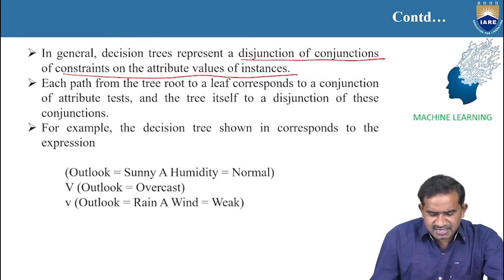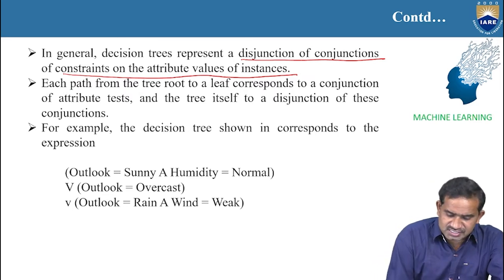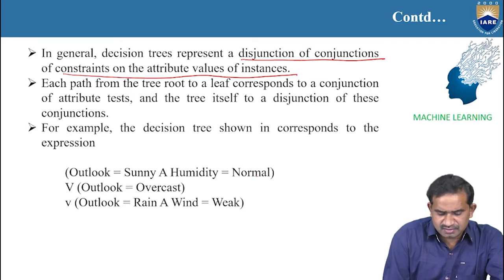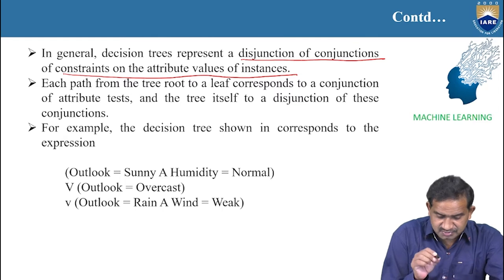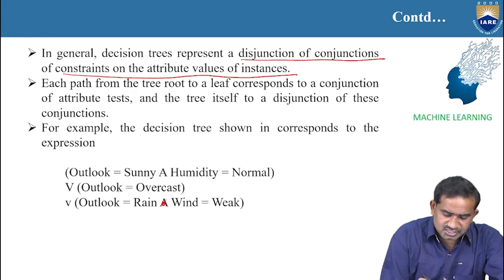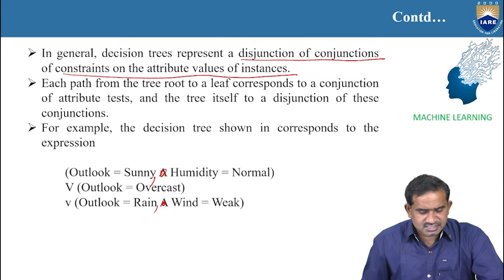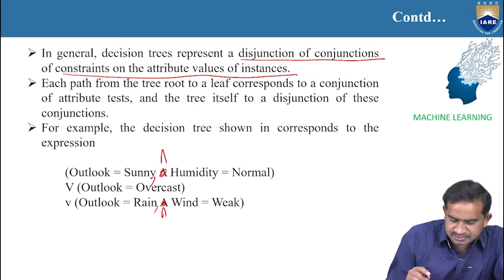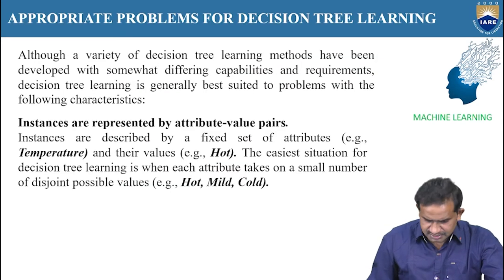For example, the decision tree shown corresponds to the expression: Outlook is sunny and humidity is normal, or the conjunction outlook is overcast, or outlook is rainy and wind is weak. Here is a small correction: here is a comma, and here is a comma. So based on these conjunctions, we can make some decision. Right, so like this. Next.